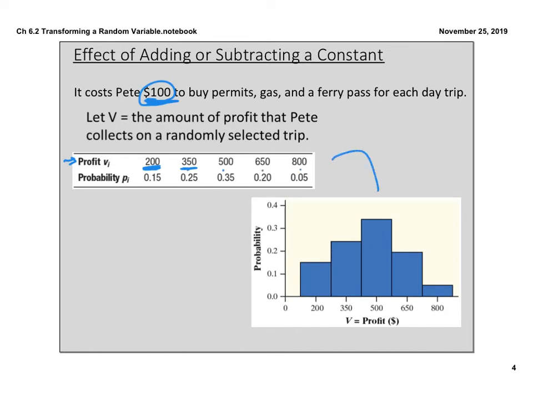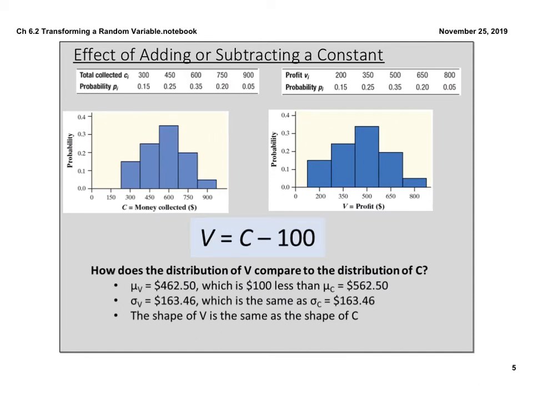Take a look at the histogram. This is a histogram of that data set for the variable V, which is his profit. What do you notice about that histogram? Even better, let's take a look at them together. This is the original histogram. This is the profit histogram. When I look at these 2 histograms, you should notice that the shape of the data set did not change.